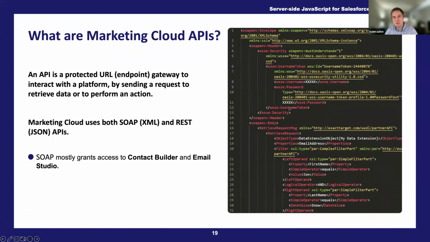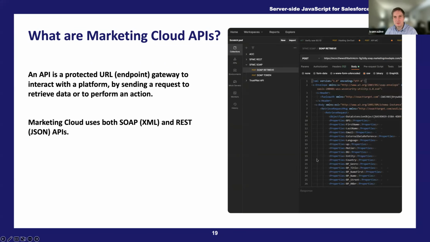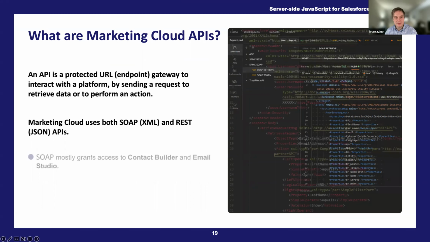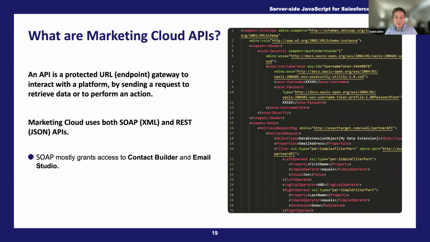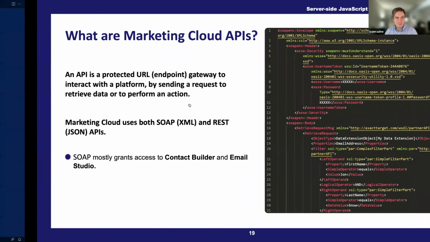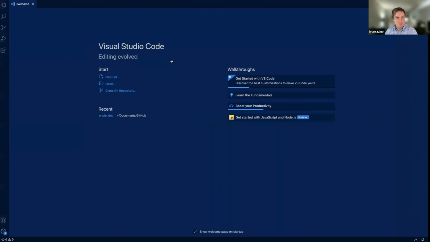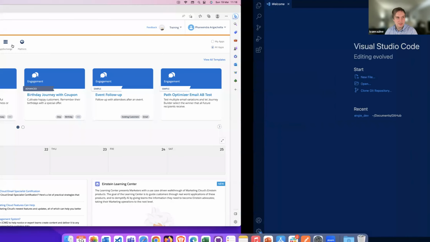This is how you would go about it. If you're using Postman, which is software that you can use to test your API requests, you'll be putting that much code in the body of the request in order to send it. It grants access to Contact Builder and Email Studio, in a nutshell, right? So it would be here and here.